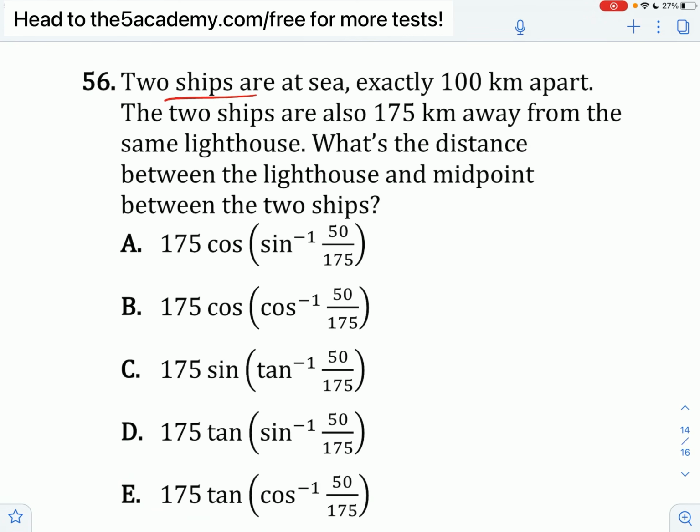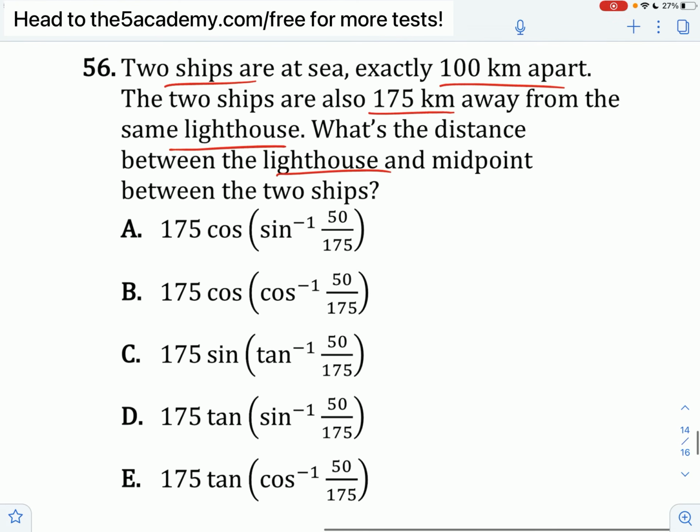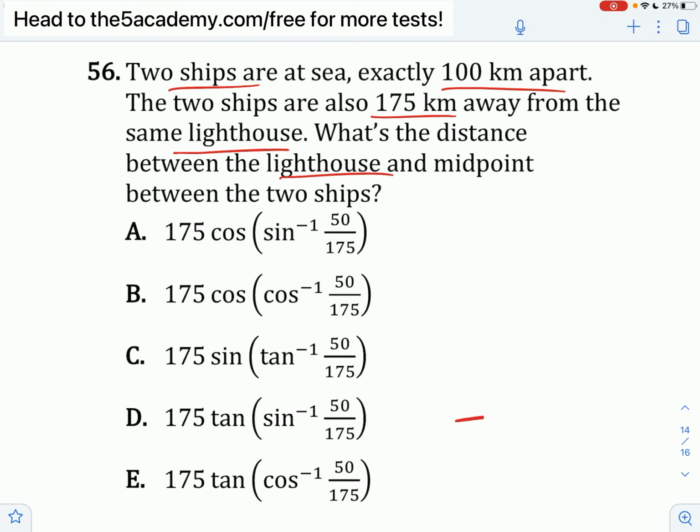Two ships are at sea exactly 100 kilometers apart. The 2 ships are also 175 kilometers away from the same lighthouse. What's the distance between the lighthouse and the midpoint of the 2 ships? So let's just draw this up. We have 2 ships here and here. Then we have a lighthouse that is 175 away from both of the ships.